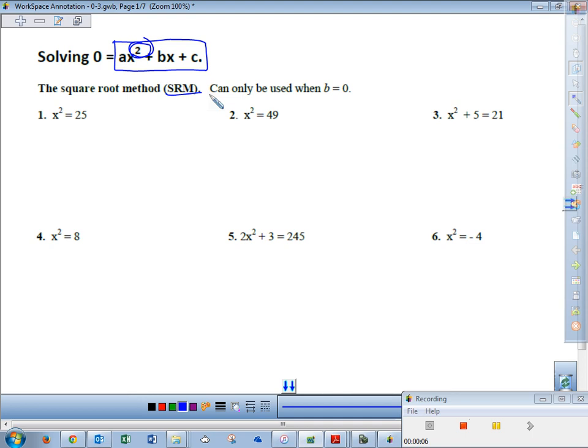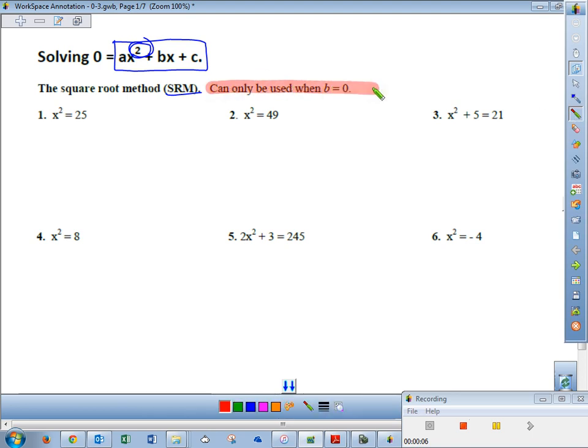I have some weird lingo of why it's called that. If you don't understand why it's called that, don't worry. Just what do you need to do? The square root method. I'm telling you verbatim right here when you can use it: when the b value is 0. Where's b located in standard form of a quadratic?